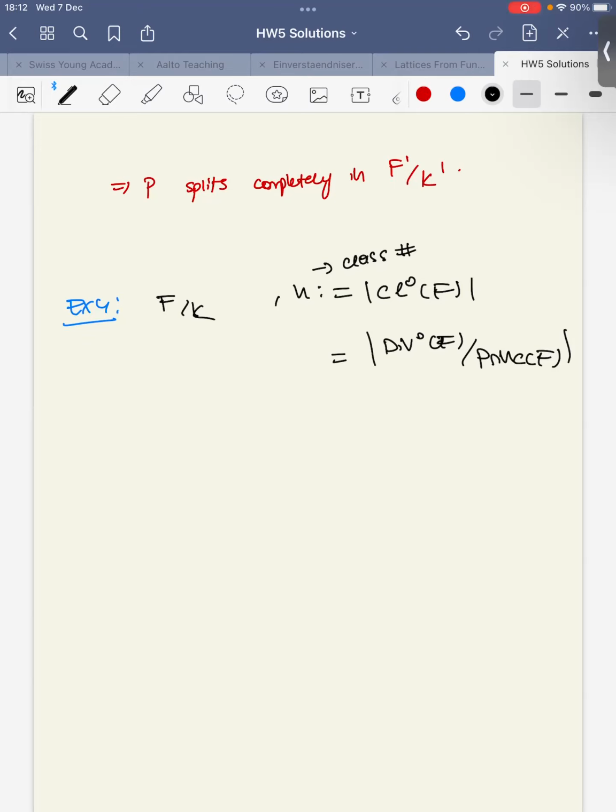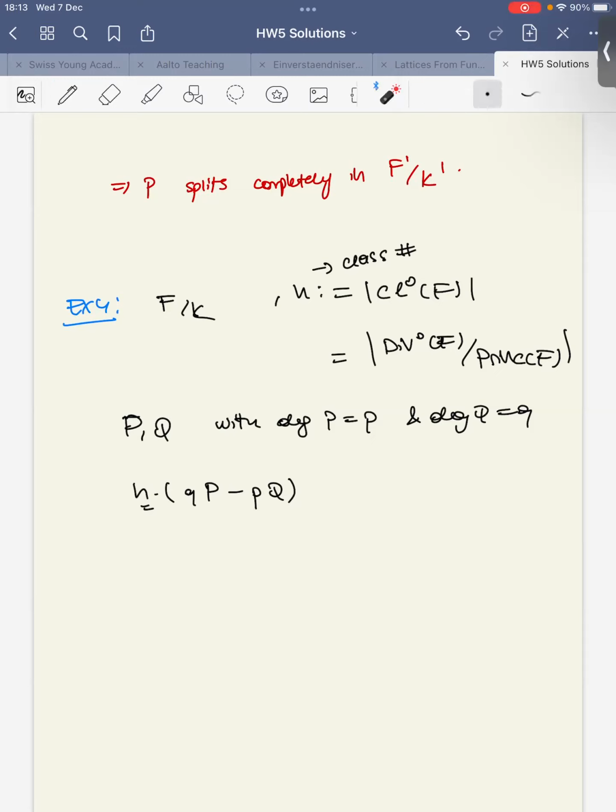Apologies for this. And in this question, for given places P and Q with degree P and degree Q respectively, we want to see that h times (Q P minus P Q). So this is a divisor, and by h times, what we mean is that indeed we consider the h summands of this divisor Q P minus P Q. And we want to say that indeed this is a principal divisor. This is our claim.